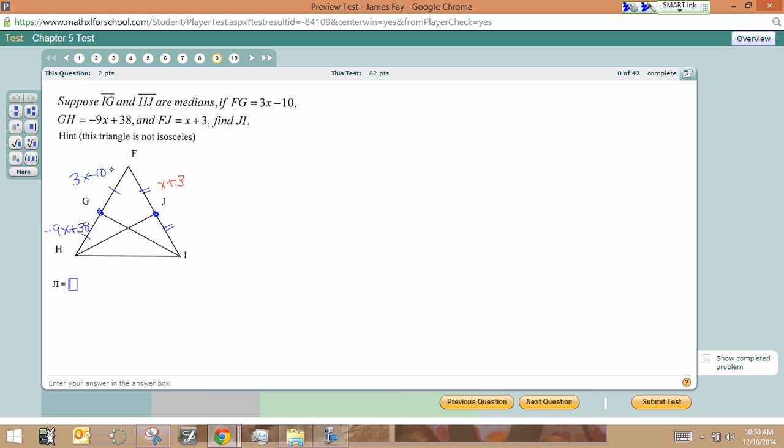Now in solving this, I have to look at these things and see how they're related. I know that that segment there and that segment there are the same because that's a midpoint. So I'm going to say 3x minus 10 is equal to negative 9x plus 38. 12x minus 10 is equal to 38. 12x is equal to 48. X then is 4.